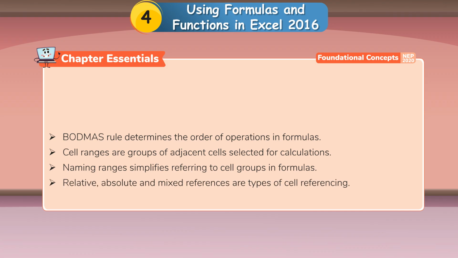Relative, absolute, and mixed references are types of cell referencing. Functions like sum, average, and max simplify complex calculations.